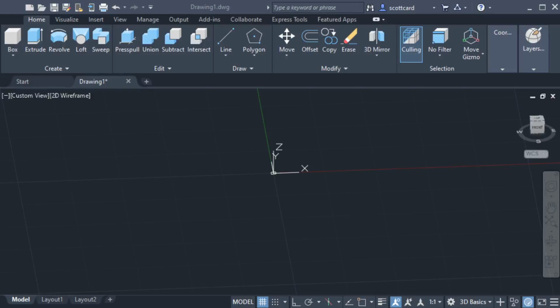And the easy way to create a hexagon is to start by using a command called Polygon. All right. So we're going to make our polygon, and it's going to be six-sided, and its center is going to be at 0, 0, 0. And we're given two options. We can either have it inscribed or circumscribed.